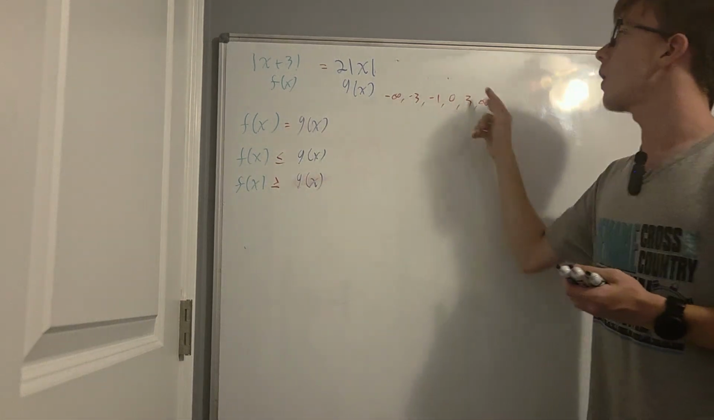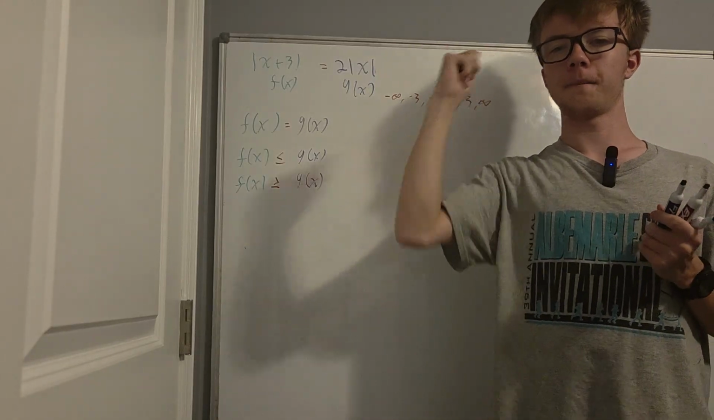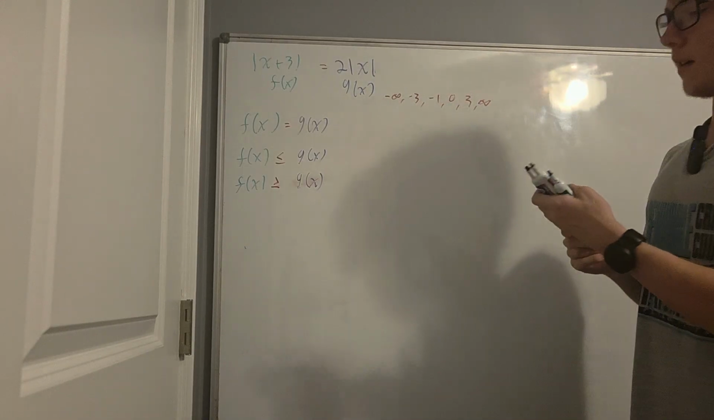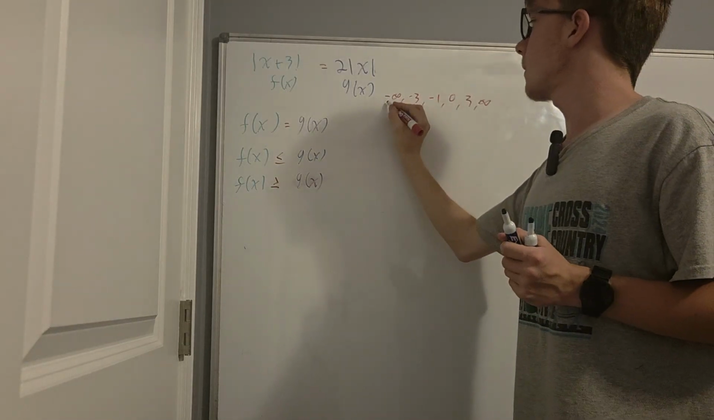And right here, I have all of the points of intersection or solutions or any of that. And I'll go ahead and categorize them here. We always have to keep negative infinity.